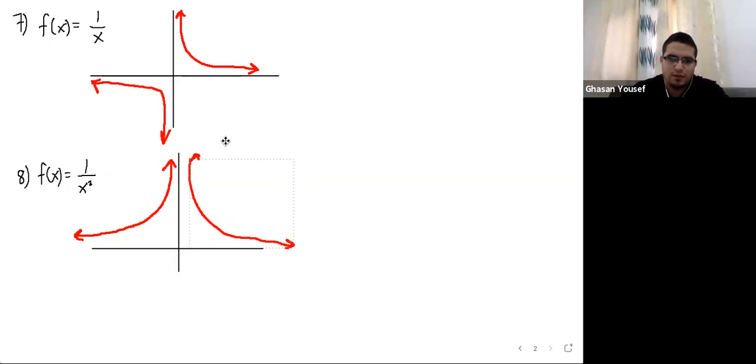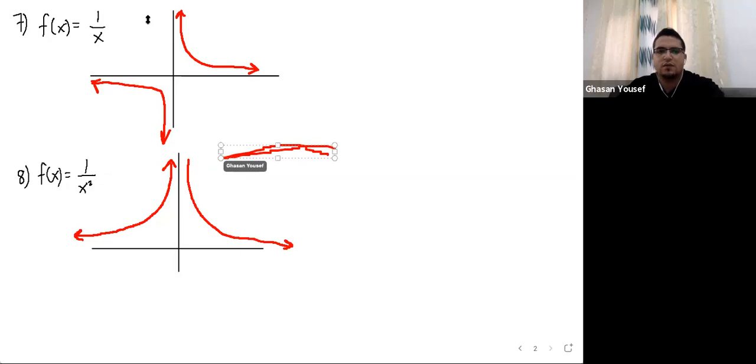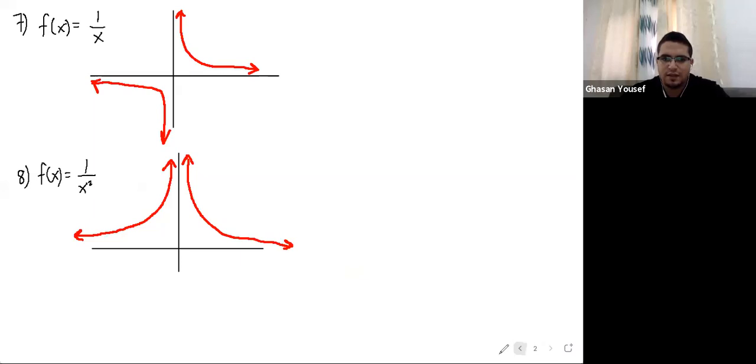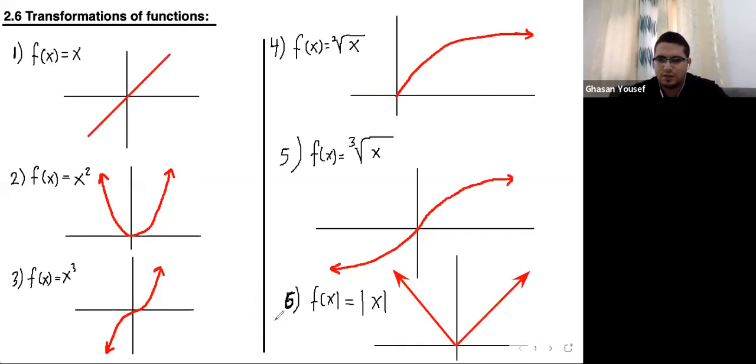Any question? Any question for the graphs? Is it clear? So you should focus on 1 to 6. This is very important. About 7 and 8, also important, but not like 1 to 6.